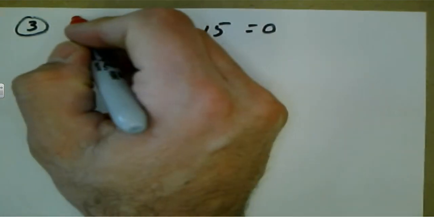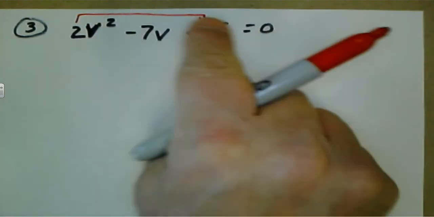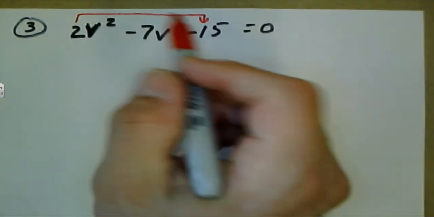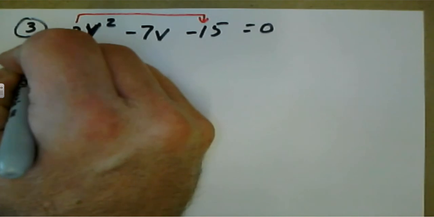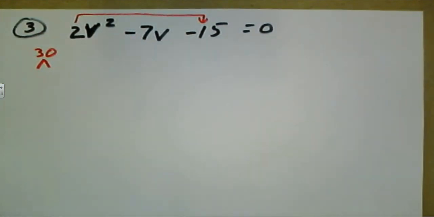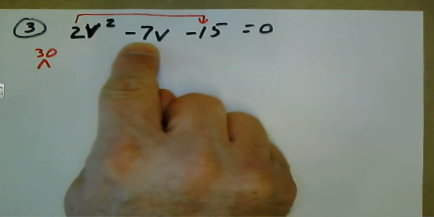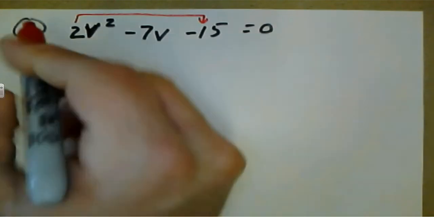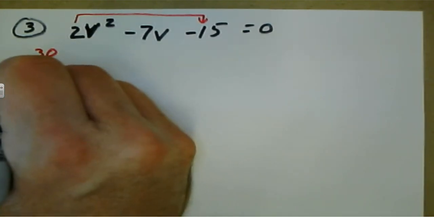All right, here we go. Take the first coefficient times the constant, which is the third term, the last term. 2 times negative 15 is negative 30, but we're going to take the absolute value and factor that. We need to get 7, the absolute value of that, 7. So we'll start with 1. 30 divided by 1 is 30.